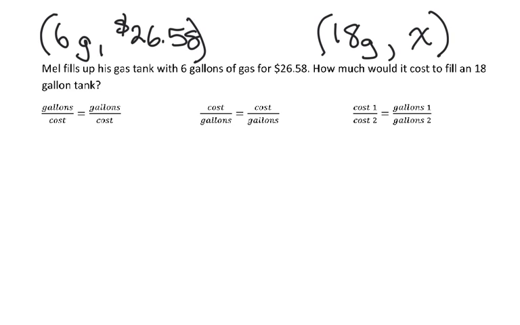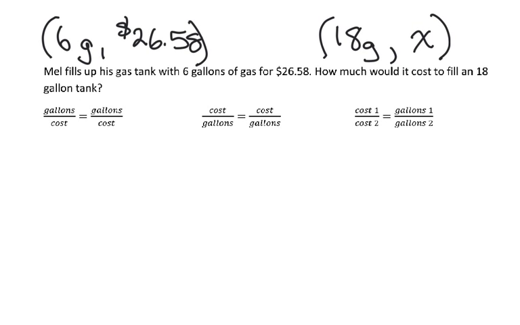The key to solving any proportion and setting up any proportion is to make sure the labels match, either going across the top of the proportion and then the bottom, or within the proportion itself. In the first example, we see gallons over cost equals gallons over cost. They need to come from the same set of numbers or the same pair of numbers. So 6 gallons costs $26.58 and 18 gallons costs X dollars.